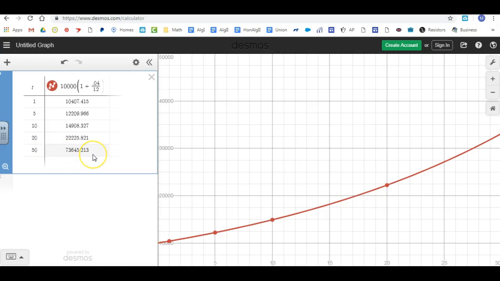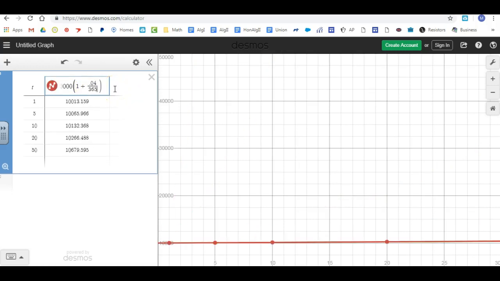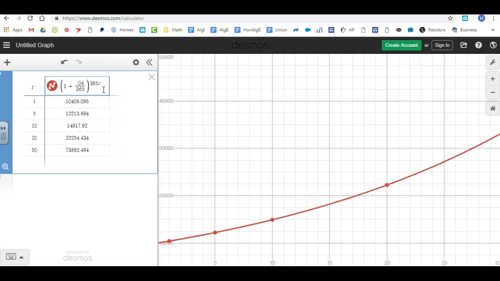73,645. So we can see this relationship: the more times I compound it, the higher that value is going to be. You can take those 5 values down, and really what we're looking at is that relationship that the more times I add interest to this bank account, the more my total is going to be. Just for funsies, I'm going to click the bottom here and change this to 365. This would be if I were to add interest to this account every day, and now we're up to 73,882. So a couple hundred more dollars.